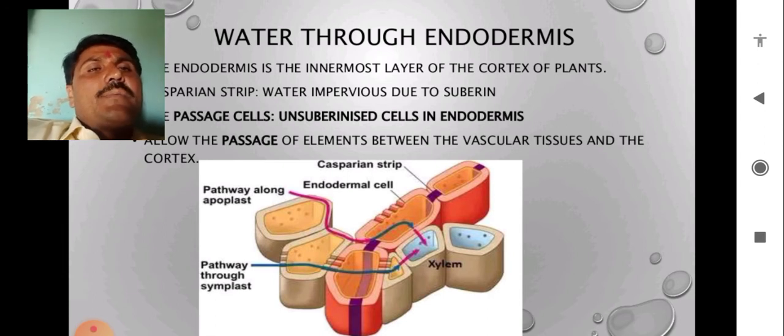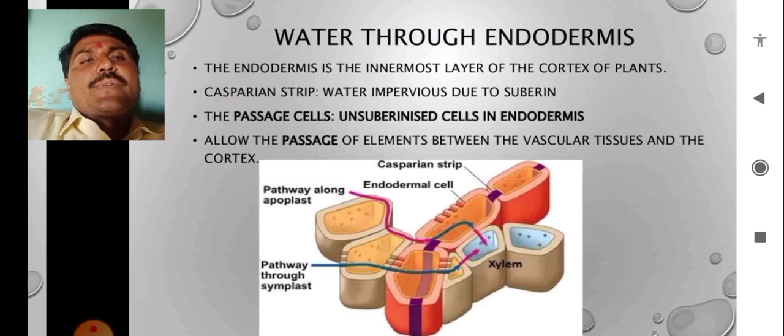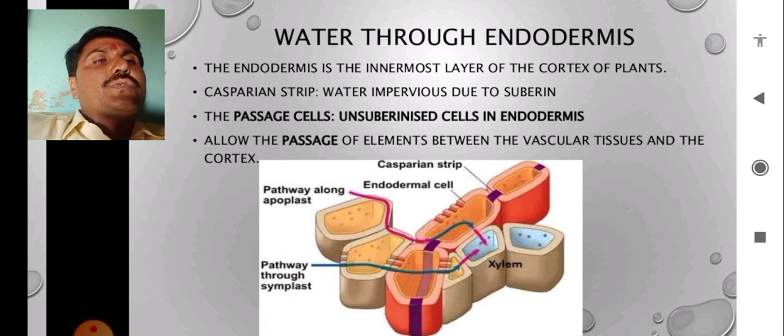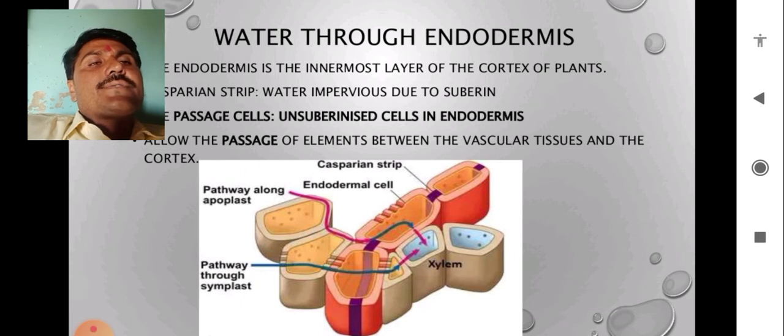Water through the endodermis. What is the endodermis? It is the innermost layer of the cortex of the plants, made of elongated cells arranged in a chain-like structure just beneath the cortex and nearest to the phloem tissue. The Casparian strip is water impervious due to suberin. The passage cells are unsuberized cells in the endodermis. This allows the passage of elements between the vascular tissues and the cortex.